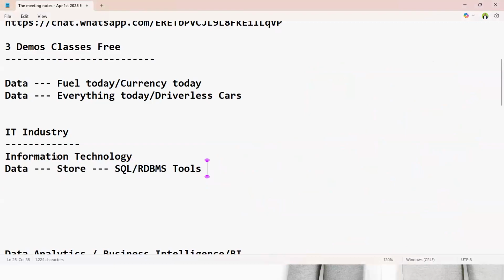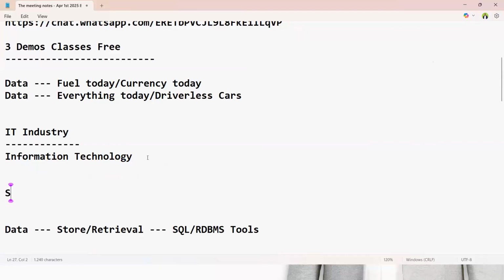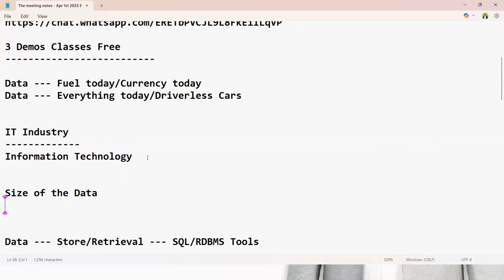Clear? So data storing, and after storing, what do you do? You retrieve the data. You want to get the data back. Data storing and retrieval will be done in SQL. Clear? And data processing will be done in the RDBMS. But it depends upon the size of the data. What is the important factor here? Size. Size of the data is important.